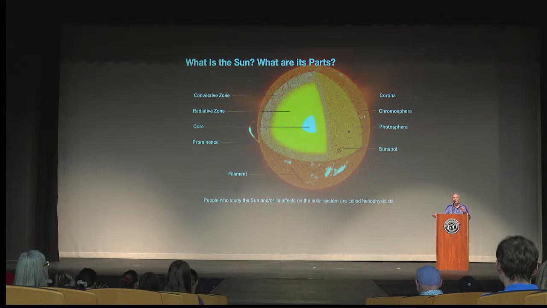And so you can have filament eruptions, which would be an eruption from the face of the disk, or you could have a prominence eruption, which would be an eruption from the edge or limb of the sun.